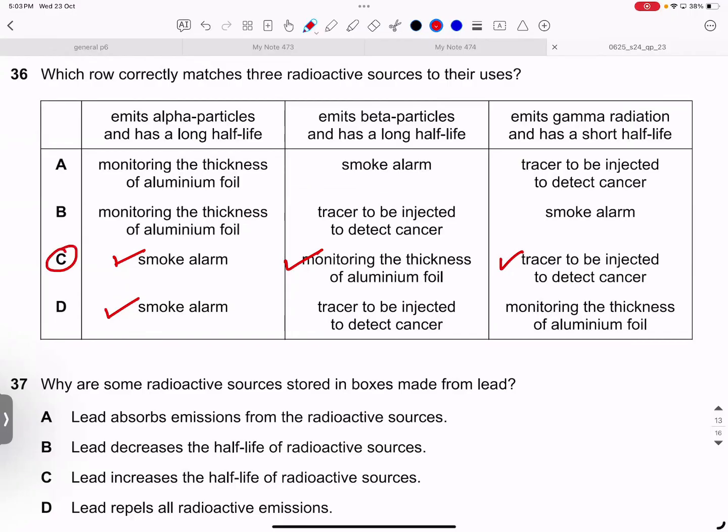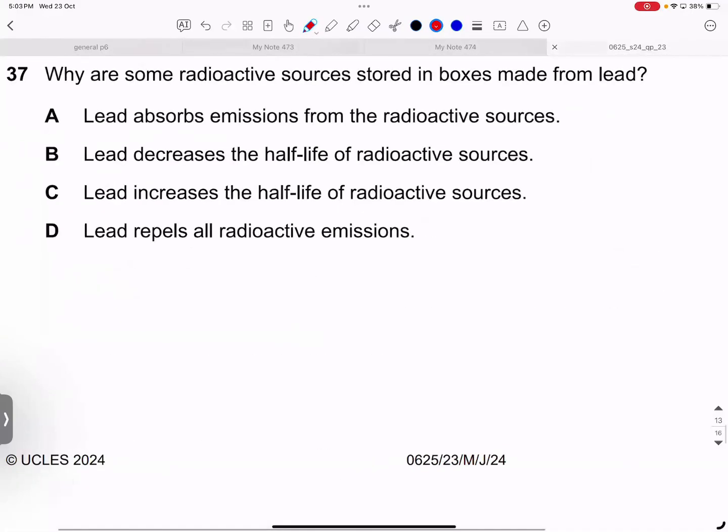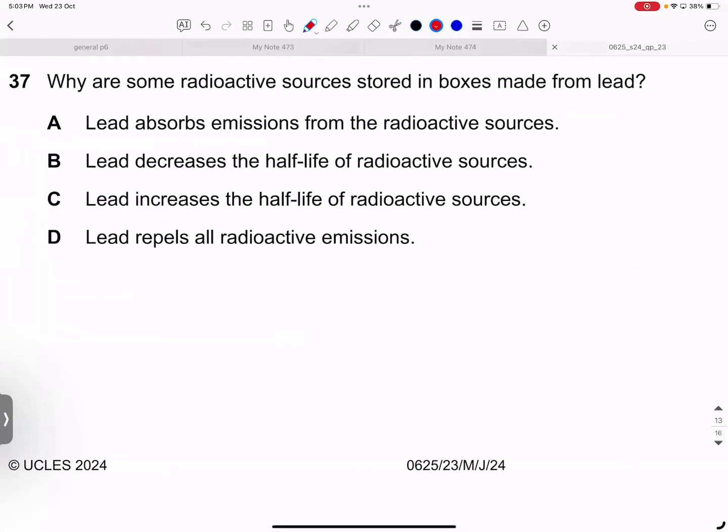Now we will enter the next question, number 37. Why are some radioactive sources stored in boxes made from lead? Lead can stop all types of radiations, whether alpha, beta, and gamma, so hence it is safe to store there. Lead absorbs the emission from the radioactive sources. Absorbs means stops. Option A.